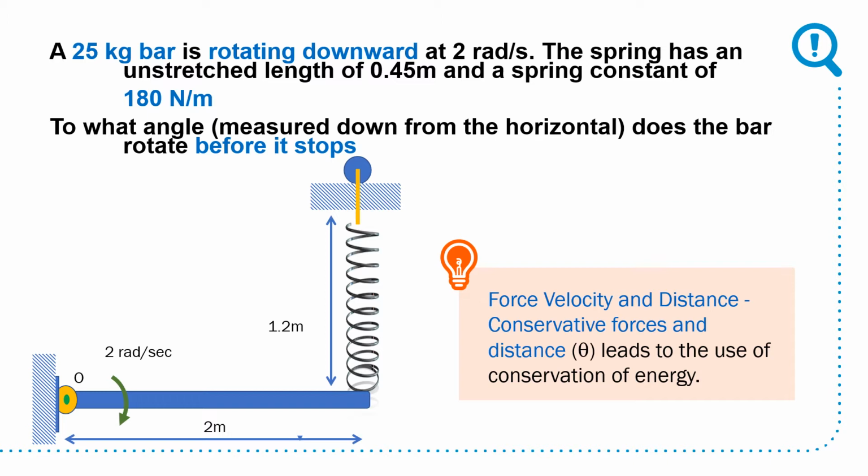Now I have a funny system here, and I should sort of point that out. I have over here a cylinder or disc that allows this to remain horizontal throughout all the time. So the spring is going to move, in this case to the left, as the bar drops. So omega is 2 rad/s, distances are 1.2 meters and 2 meters in this particular case. It's a force, velocity, and distance problem, and conservative forces and distance leads to the use of conservation of energy.